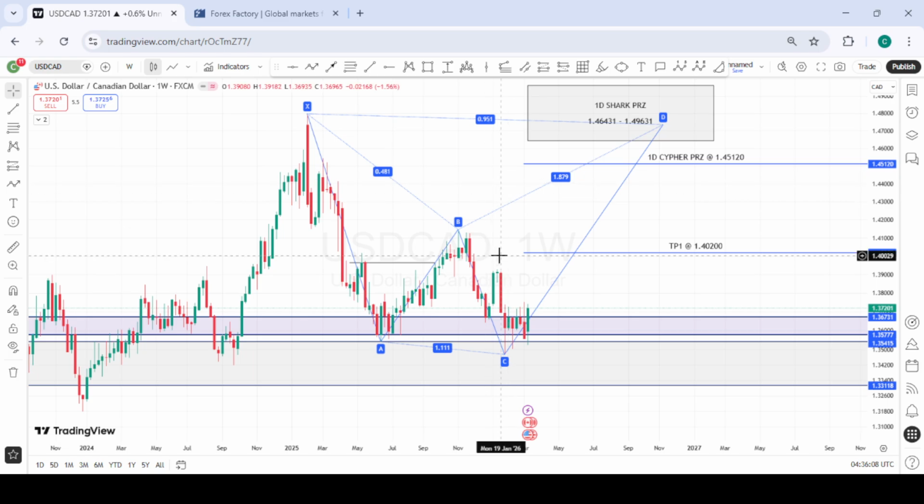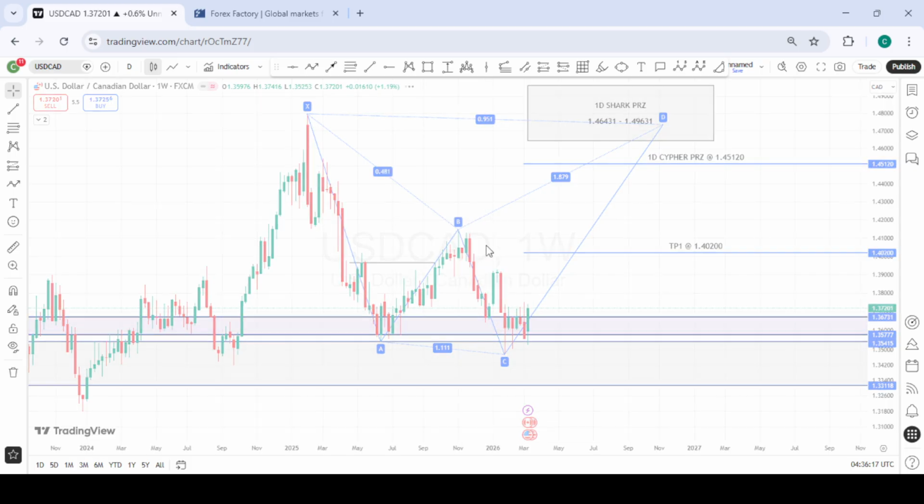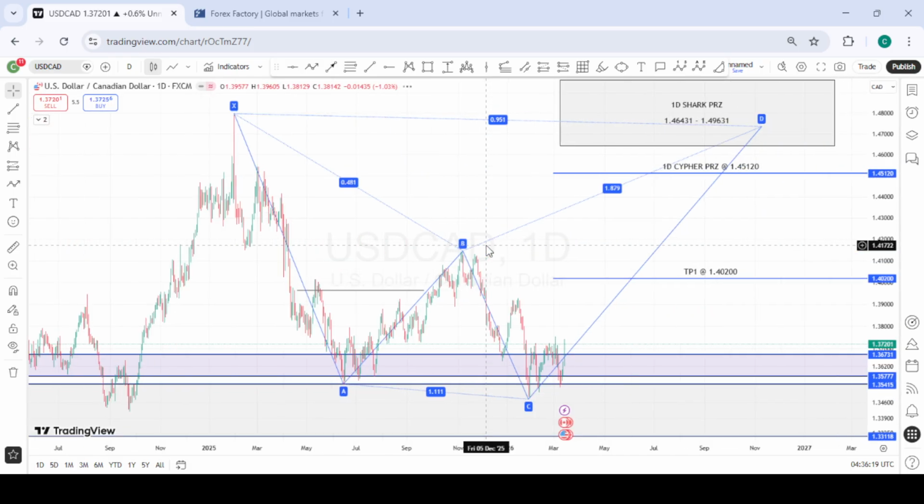We also have USDCAD. The USDCAD is forming a potential harmonic pattern, which is either a Cipher or a Shark pattern. So this is the pattern we have identified. This is our X, our A, our B, C leg, and a possible D leg, which is yet to form.